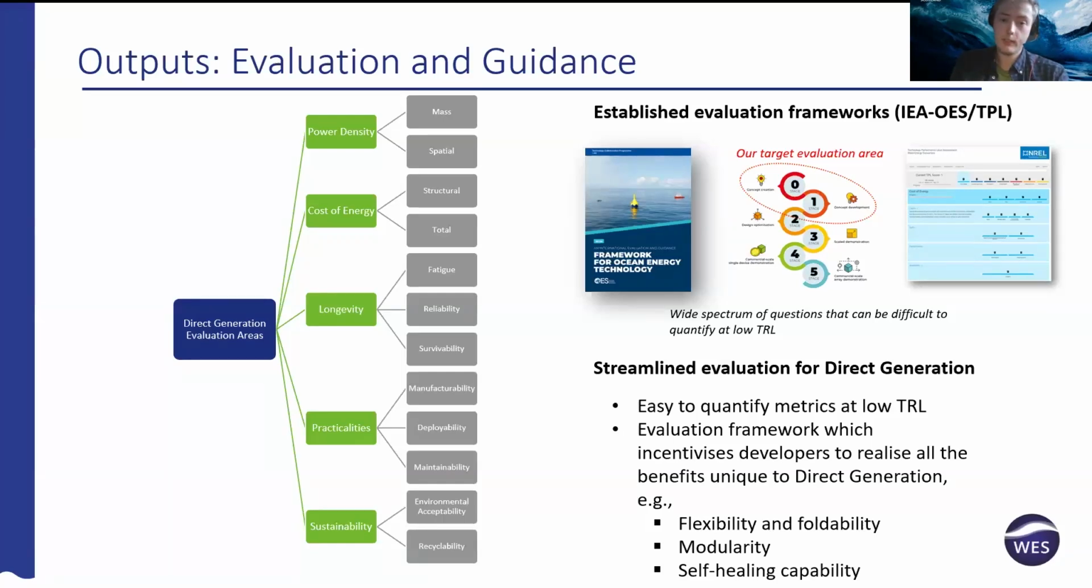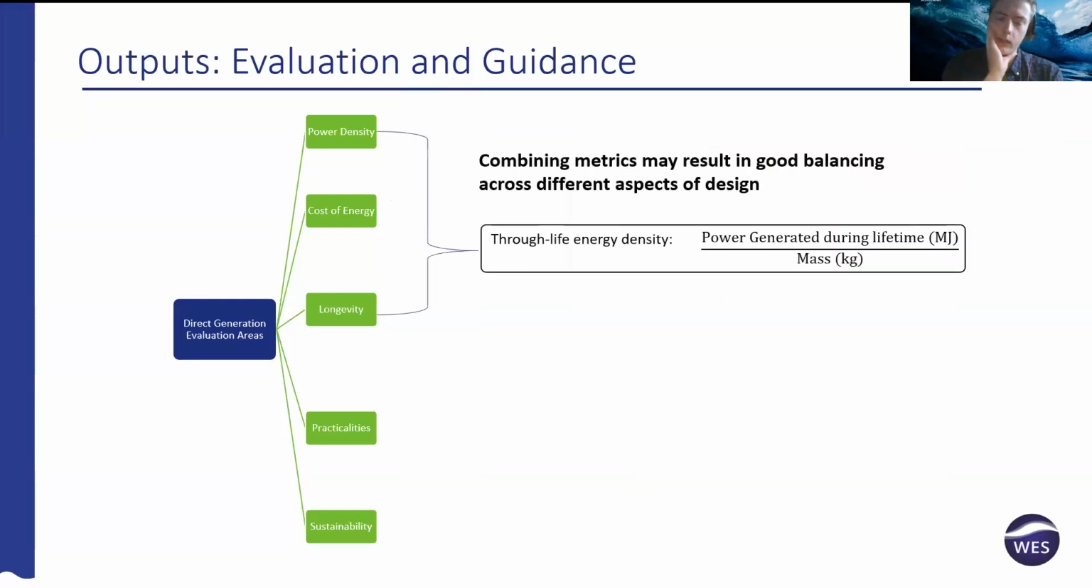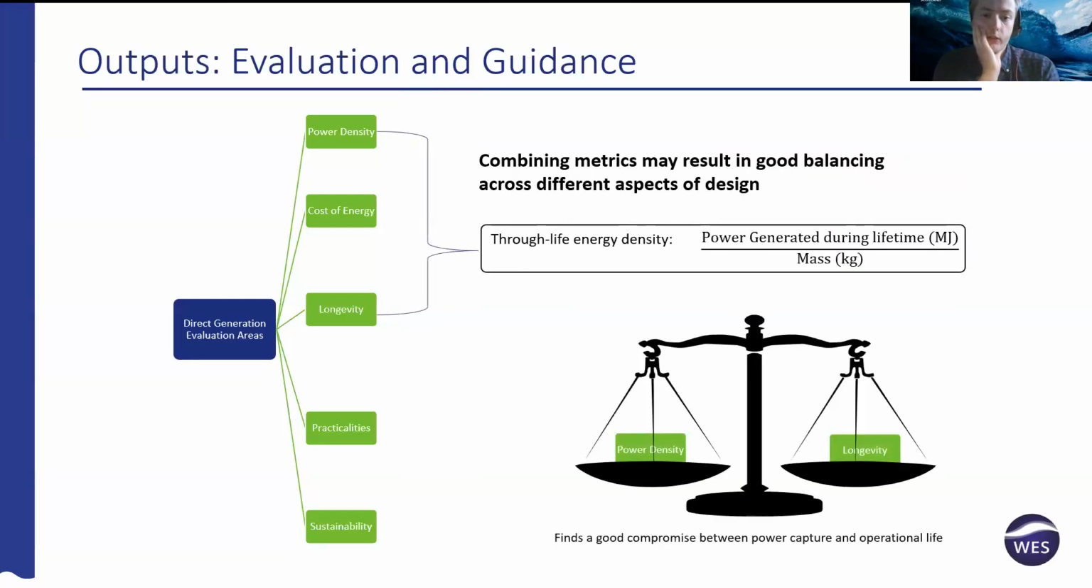It's also really important to balance different aspects of design. So if you just click through a couple, you should come up. Yeah. So this is where I talk about combining metrics, which is quite a valuable tool at this early stage. A good example is a design which has a very good power density at the consequence of longevity. Having a metric such as through life energy density automatically finds a good compromise between the two.